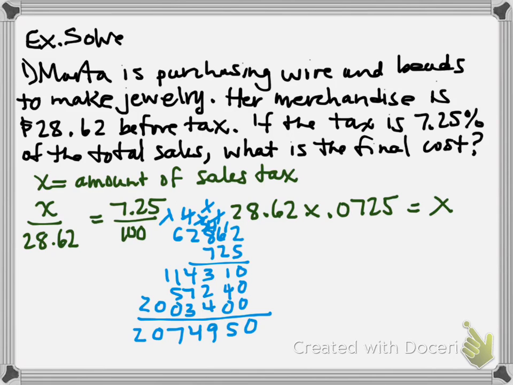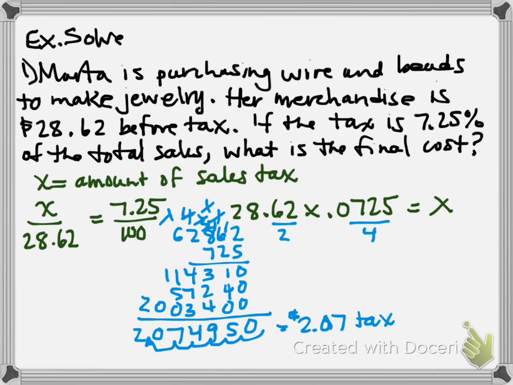Now, altogether, I had 4 digits after the decimal here, 2 digits after the decimal here, so I need a total of 6 digits after the decimal. 1, 2, 3, 4, 5, 6. So I get, rounded to the nearest penny, $2.07 is the tax.